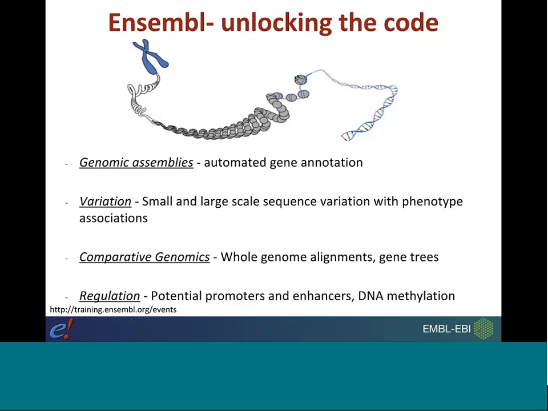The third type of data is comparative genomics. So this is where we compare both the genomes and the gene models between species to produce alignments and gene trees and make ortholog and paralog predictions, for example. And then our fourth type of data is the regulatory data. So this is where we take experimental data that have been produced by large consortia, such as the ENCODE project and the Roadmap Epigenomics project. And we predict the existence of regulatory features such as promoters and enhancers along the length of the genome as well.